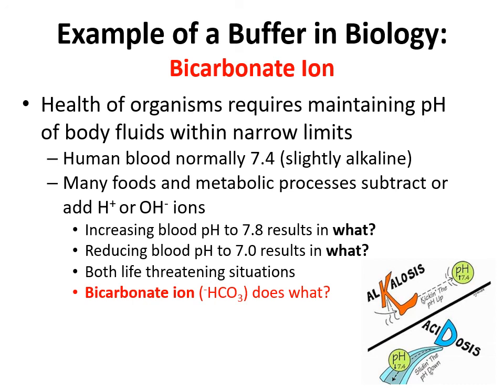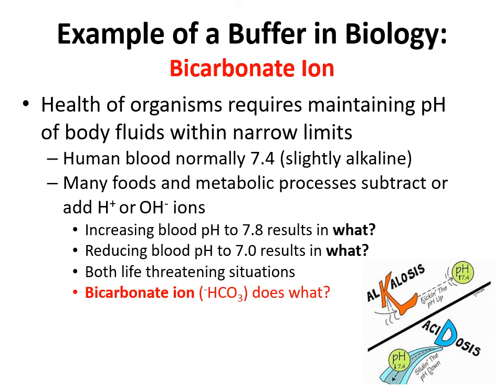Same thing happens if food and metabolic processes were to suddenly lower your pH. And what do you know about lower pHs? Lower is acidic, so that would give you acidosis. Again, you don't want your blood acidic. You don't want it boiling up and acid burning everything in your body, all those tissues and all. So that would be life-threatening. So instead, you have what's called bicarbonate ions in your body, which in the blood buffers the pH to 7.4.